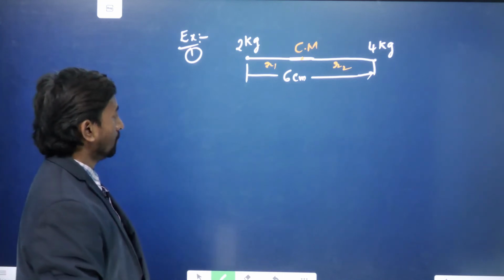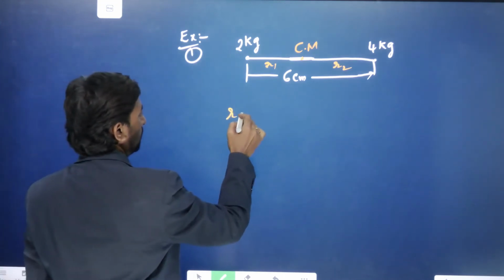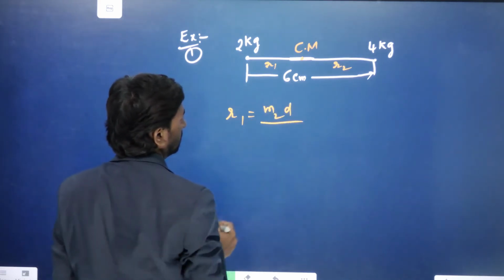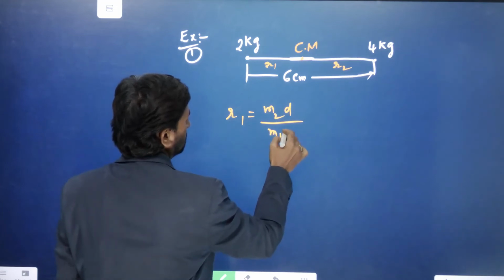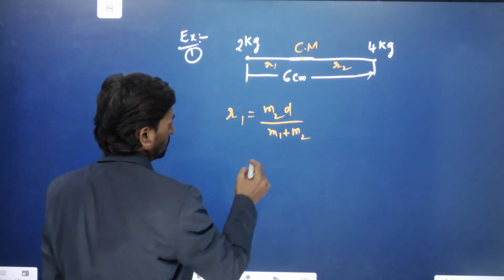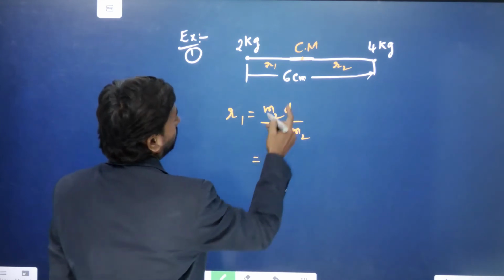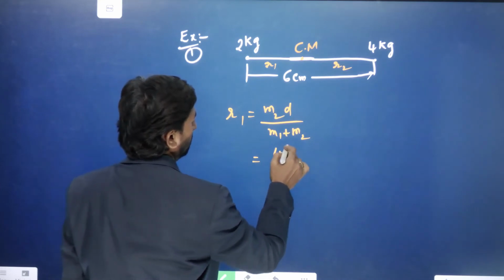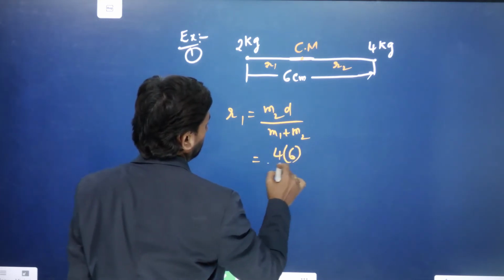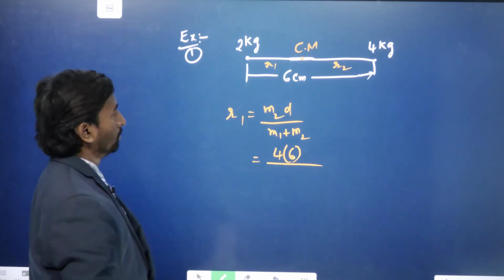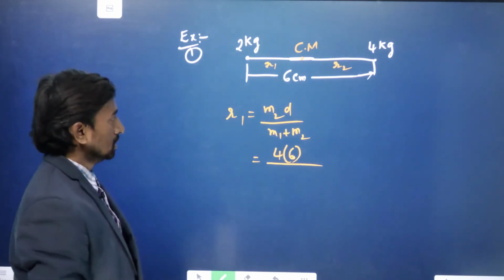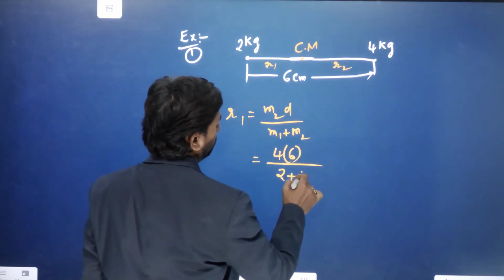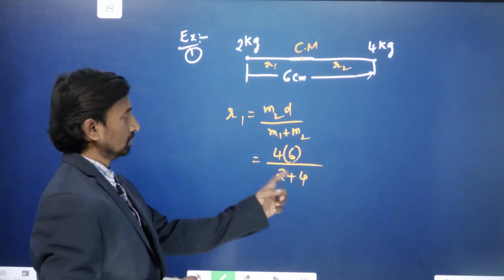Okay. So the r1 formula we got here is r1 is equals to m2 into d divided by m1 plus m2. So r1 is equals to m2, the mass of the second particle, and the distance between the particles is 6, divided by the sum of the masses of the bodies, that is 2 plus 4, 2 kg and 4 kg.